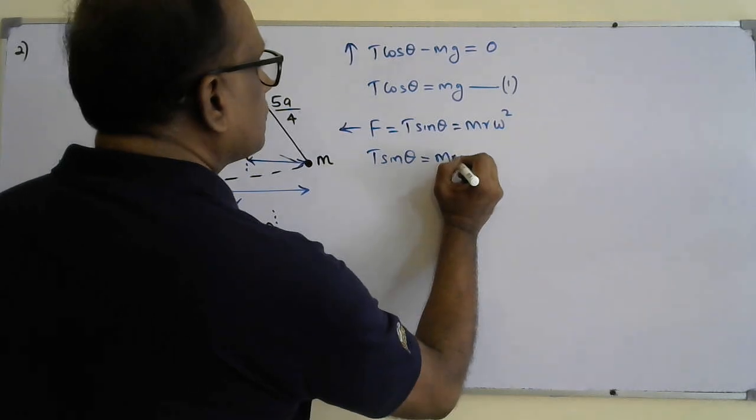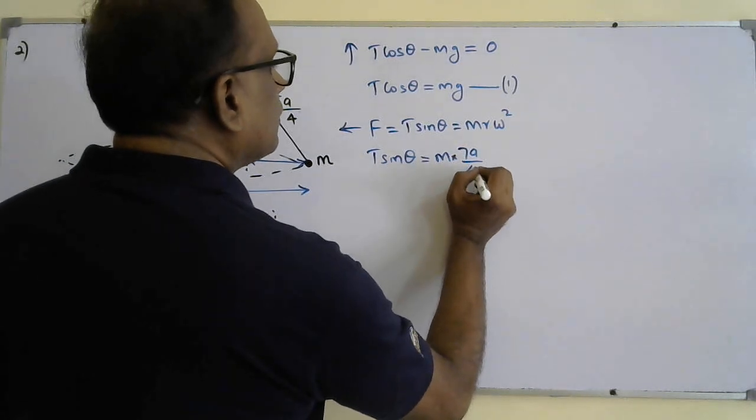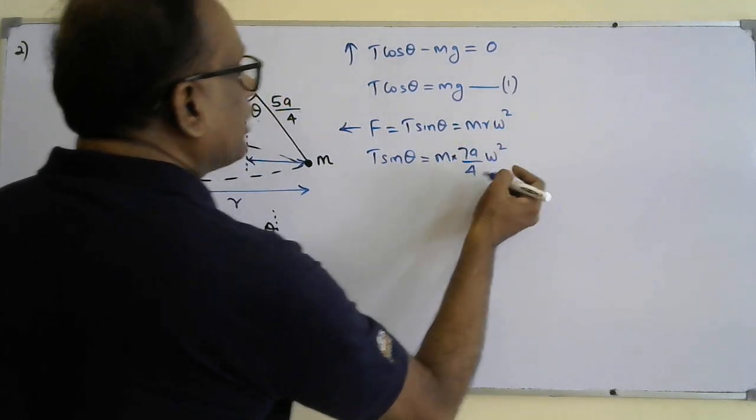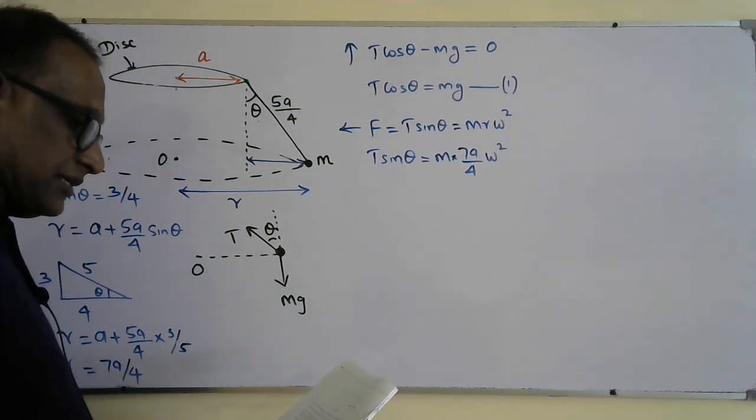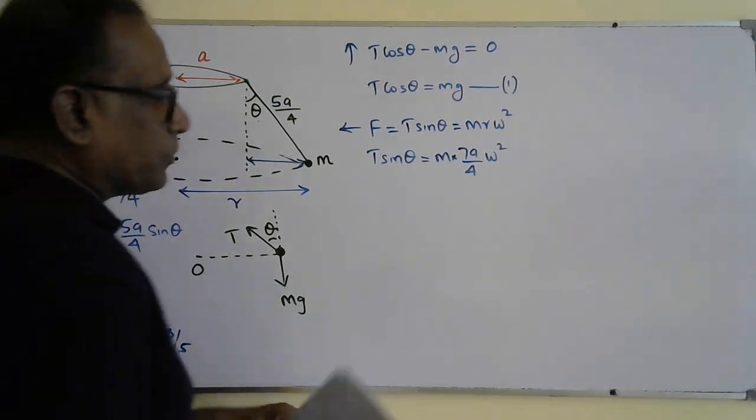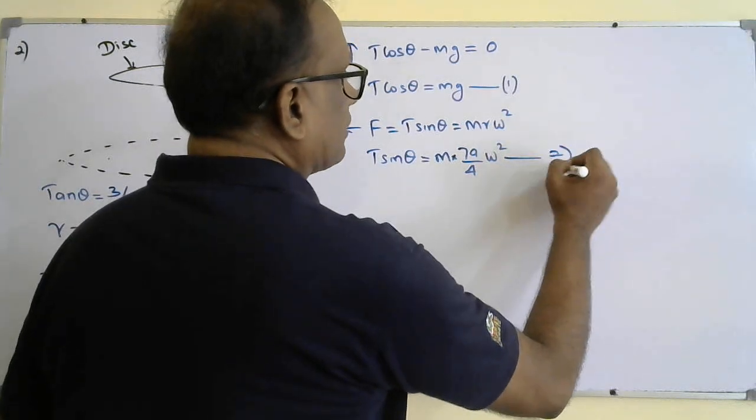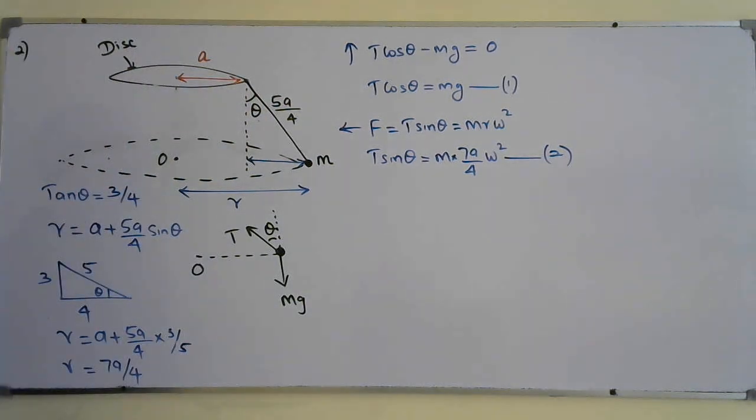7a by 4 omega squared. So angular speed is given as omega in this question. Constant angular speed, I took it as omega. Yeah, it's given omega, right? Okay, so this is the second equation. From this, the question is they asked to find the T.